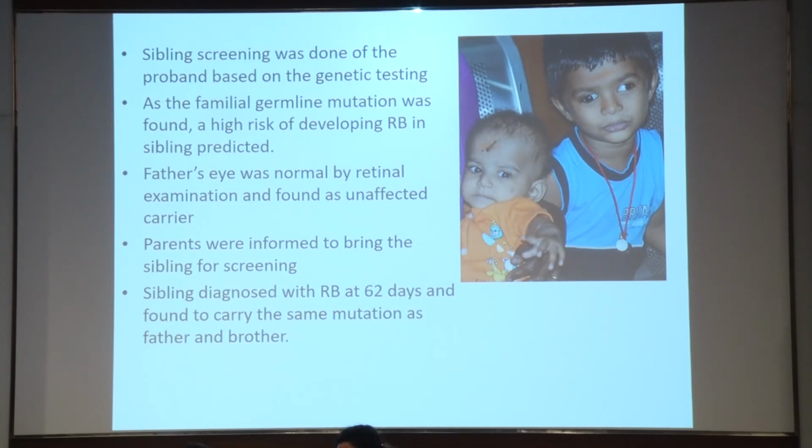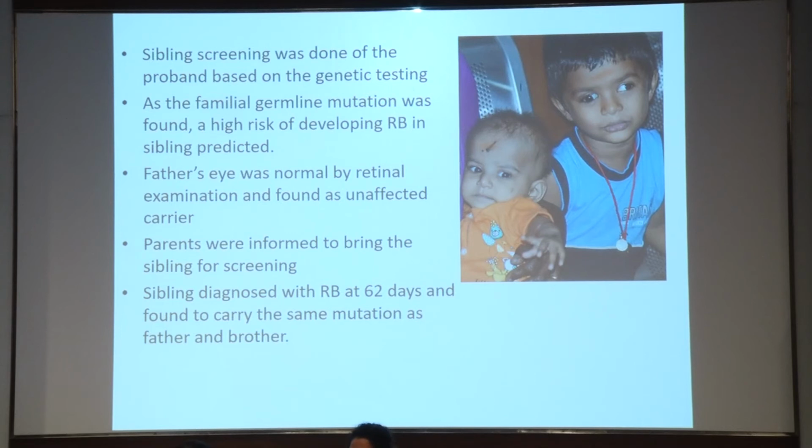The father's eye was normal. So please remember, the father is an unaffected carrier. The first child had a similar mutation to the father. Father unaffected, child affected. The next sibling had a high risk of retinoblastoma.